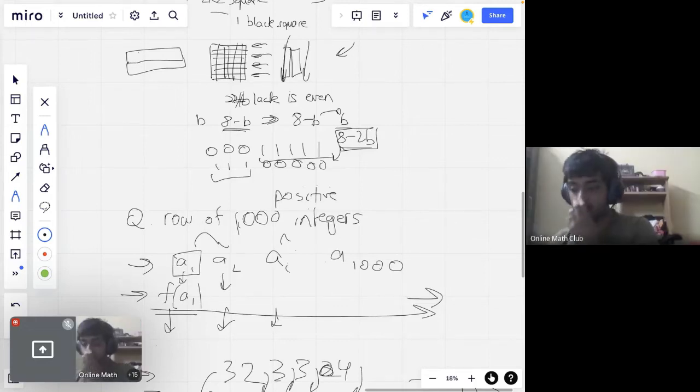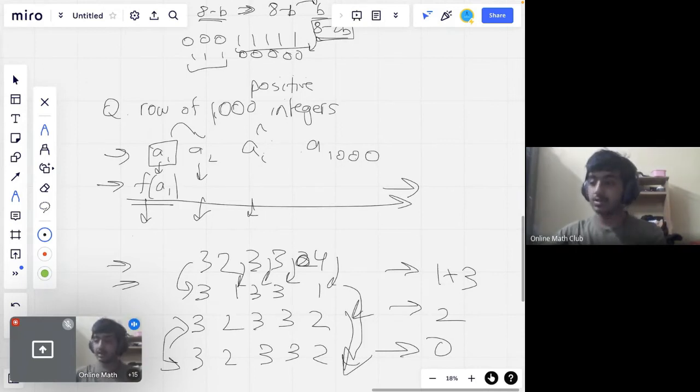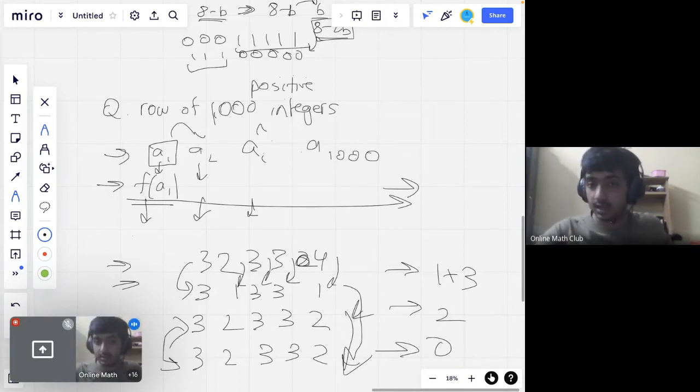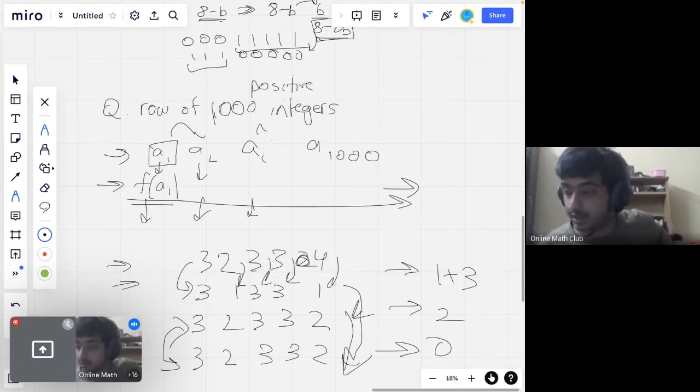Yeah, sorry. So the question is that you have 1,000 positive integers. Write them in a row, a1 till a1000. Then below each number, you write down the number of times that number appears. And you keep doing that. You need to show that eventually the rows are constant, the same row appears again and again. For example, take this example 3 2 3 3 4. We replace 3 with 3 here because the number 3 appears 3 times in this row. 2 appears once only, so we write 1 below it.